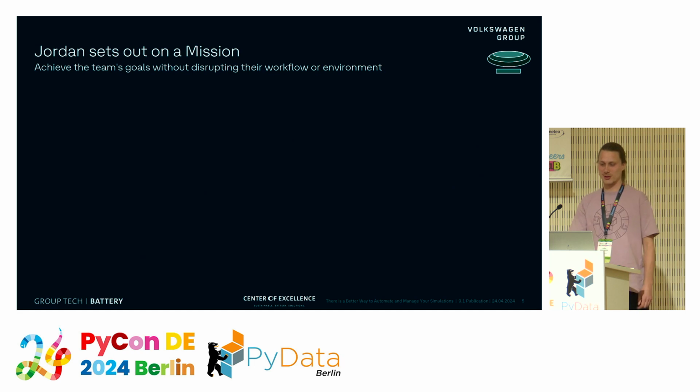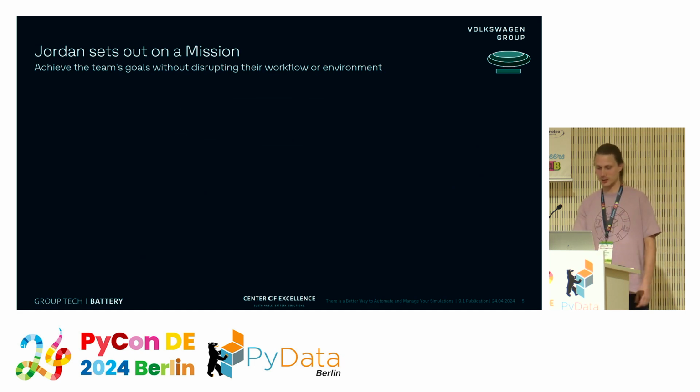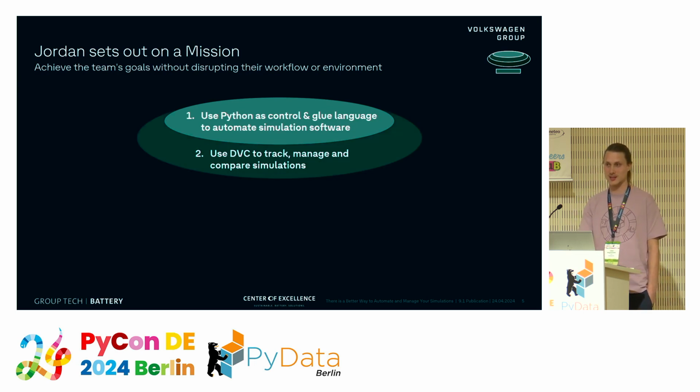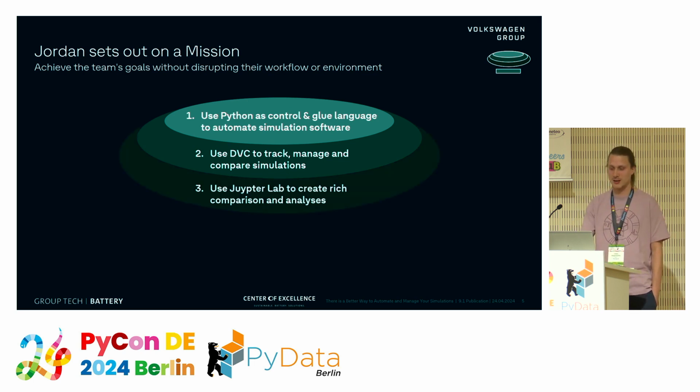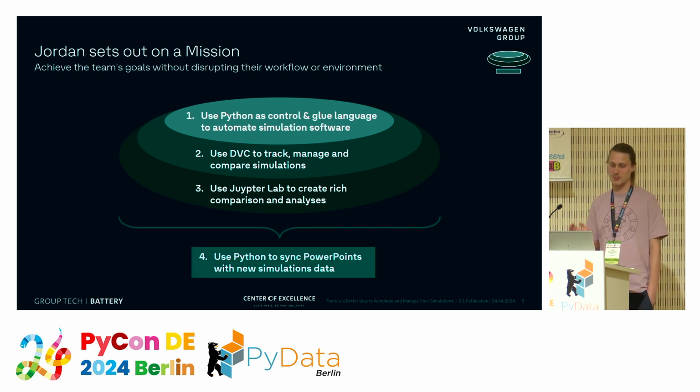So Jordan sets out on a mission, and this is now the agenda of my talk here. So first of all, use Python as a control and glue language to automate simulation software. Then second, use DVC to track, manage, and compare simulations. And then third, use Jupyter Lab to create really rich comparison analyses. And in the end, use Python to sync PowerPoint with simulation data. And in the top right, you can always see where we are right now in the talk.